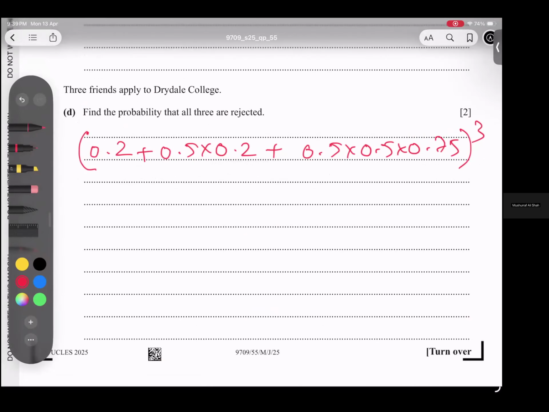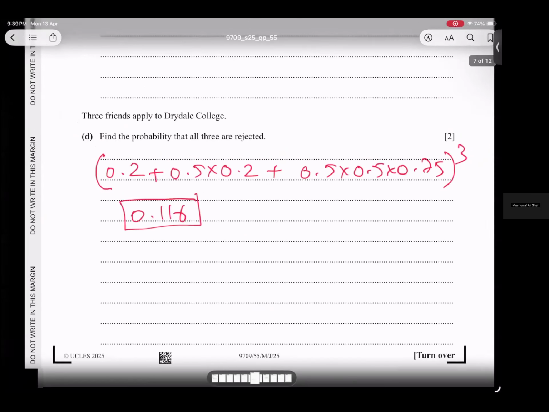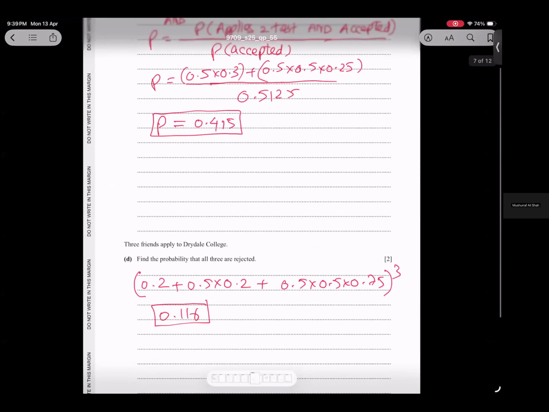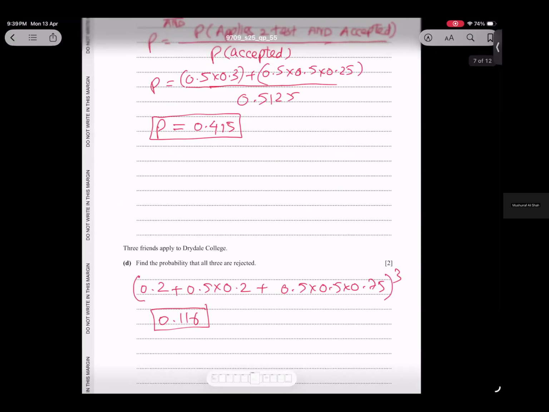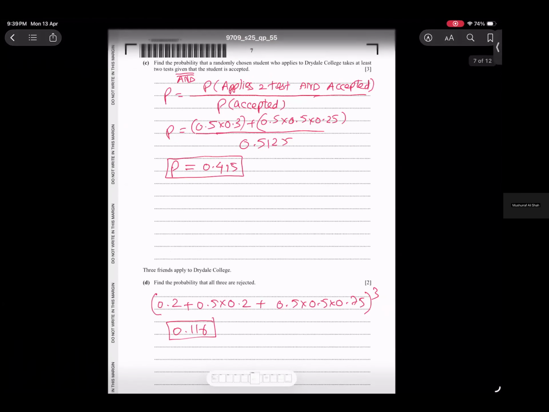Now typing in the calculator, and the answer is what? Let me check. Okay, 3 power, so 0.116. I hope the concept is very clear. We have another way also, students. I can go for the other way as well, but I think you understand very well with this way. So the question is complete.